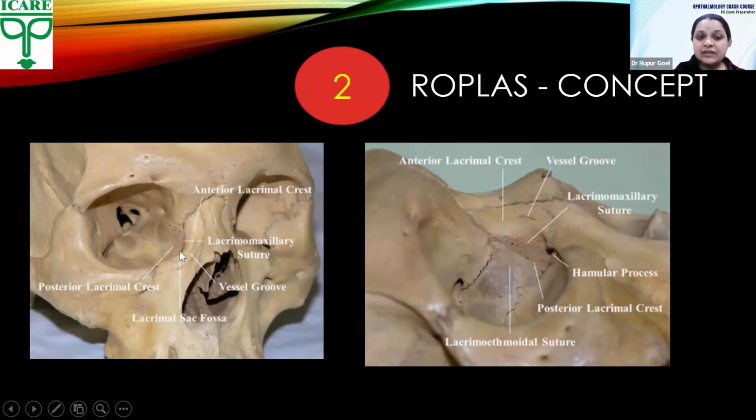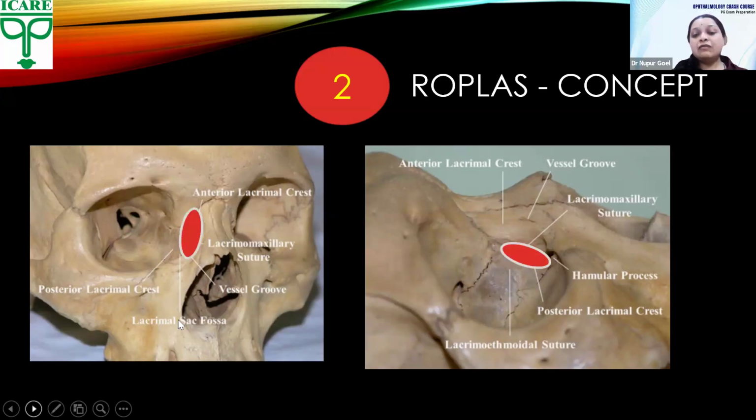So there's a fossa which is created between the anterior lacrimal crest, which is the medial wall of the orbit, and the roof of the orbit, which goes down posteriorly at the posterior lacrimal crest. The fossa between the two is called the lacrimal sac fossa, and it is exactly where the lacrimal sac is situated. So why is this important?